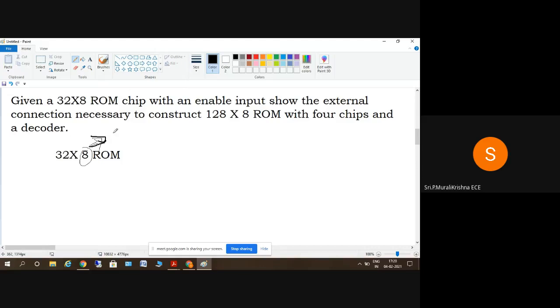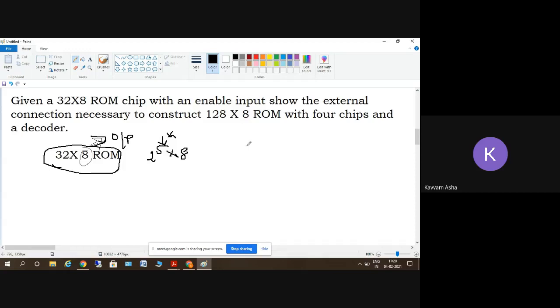This is output, meaning we have to use 8 OR gates, and 32 can be written as 2 power 5, into 8 here. So this is k, and k is equal to 5. When k is equal to 5, what is the size of decoder we have to use to construct this 32 into 8 ROM?